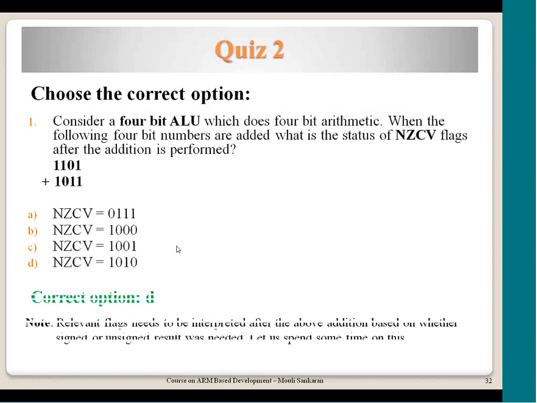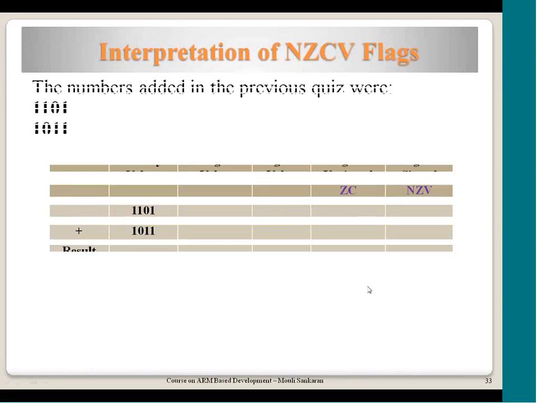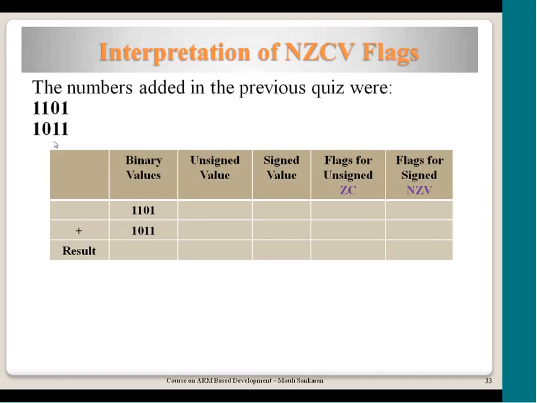Now the correct option is this. Now let us see how these flags are set when these bits are added. The same problem is given here; these numbers are the same. Let us try to interpret these numbers, what they mean. As I told you, this is a 4-bit number. This could be extended to 8-bit or 16-bit by simply copying this sign bit to all the higher bit positions. So whatever you understand from 4-bit is applicable to 8-bit, 16-bit or 32-bit also.